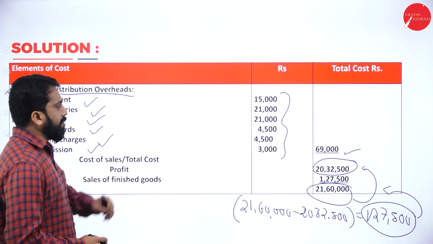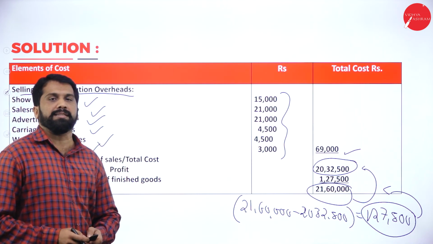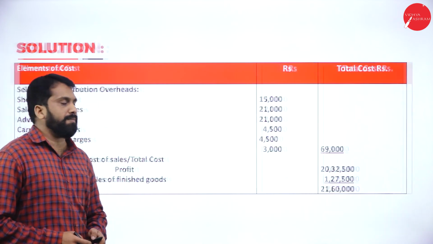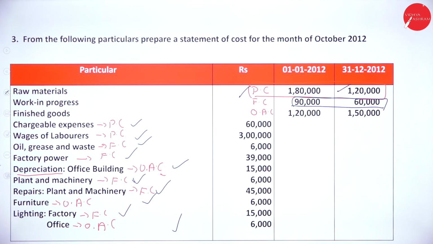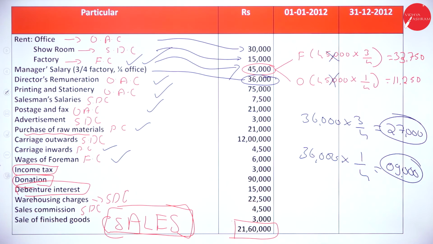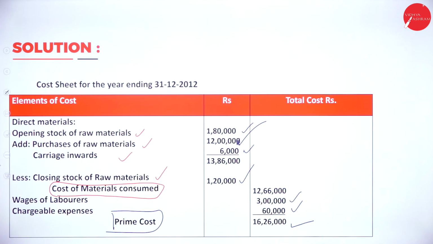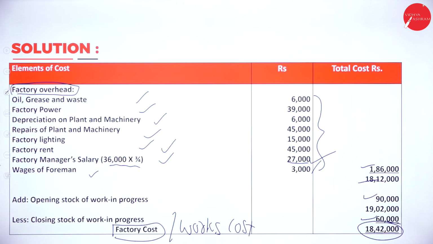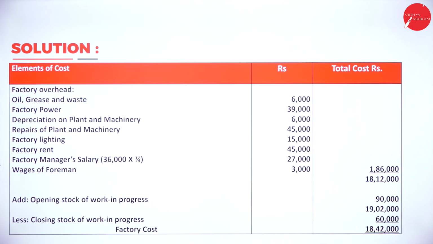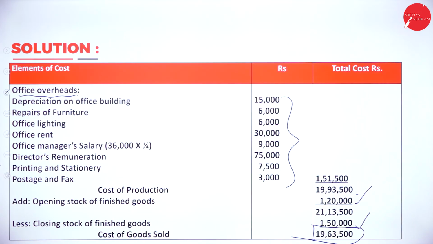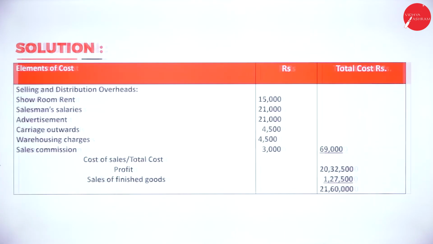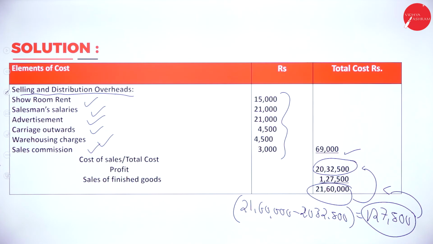Now, this is all about your answer. I'll show you the answer. You can take a screenshot. This will be your question. There is a second part of your question, and this will be your solution. The first part up to prime cost, this is all about your factory overhead. This is your office overhead. This is your selling and distribution overhead as well as your final answer.